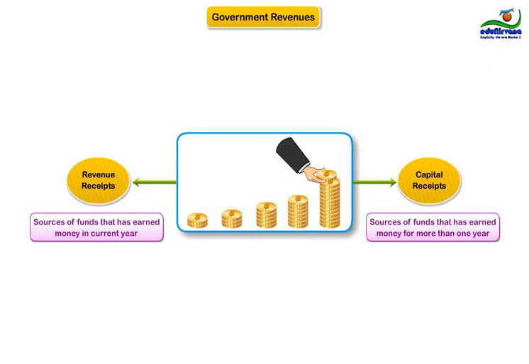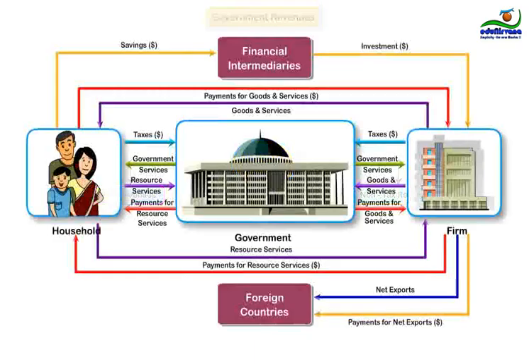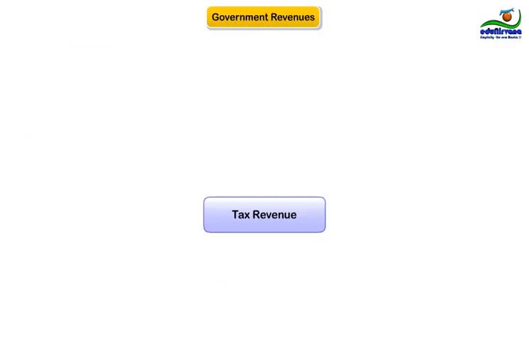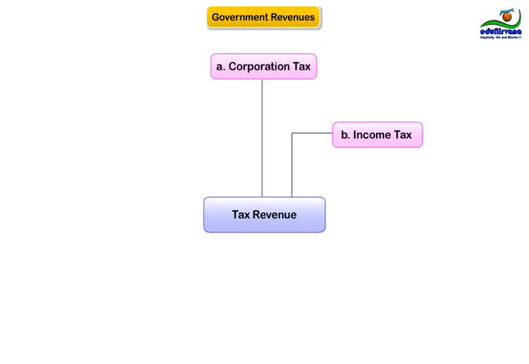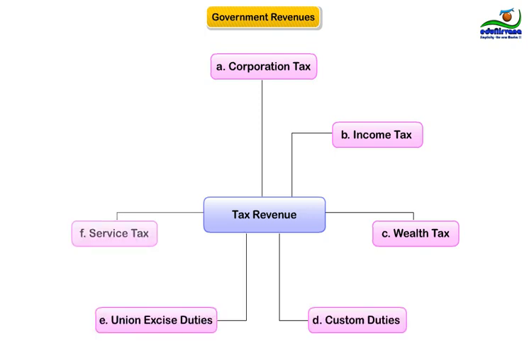Let's delve a little more into the revenue receipts. Revenue receipts mainly consist of tax revenue and non-tax revenue. Tax revenue and non-tax revenue is the money that the Government of India earns from firms and households in the economy. Let's first see tax revenue. Broadly, it is divided into 7 categories, and they are corporation tax, income tax, wealth tax, custom duties, union excise duties, service tax, taxes on union territories. Let's see each of them one by one.